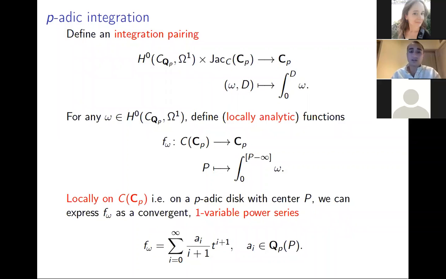Locally on C(C_p), that is, on a p-adic disk with center P, we can express this integral of omega as a convergent one-variable power series. The way you should think about this is that omega, because we're working on a p-adic disk, will be exact, so it can be written as a power series, and then this integral of omega is just given by formal anti-differentiation.